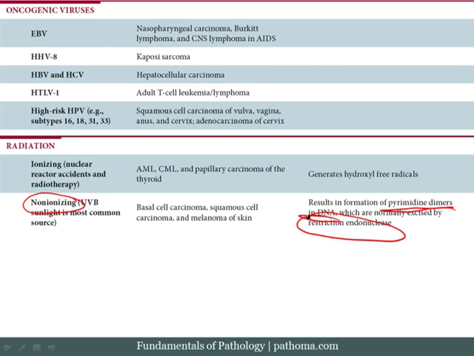Do you know the name of the disease in which these restriction endonucleases are not functioning or are mutated, and therefore the patients have a high propensity of development of skin cancers? Okay, excellent. The name of that disease is xeroderma pigmentosum, and we'll talk about that disease in more detail when we do your skin lectures.